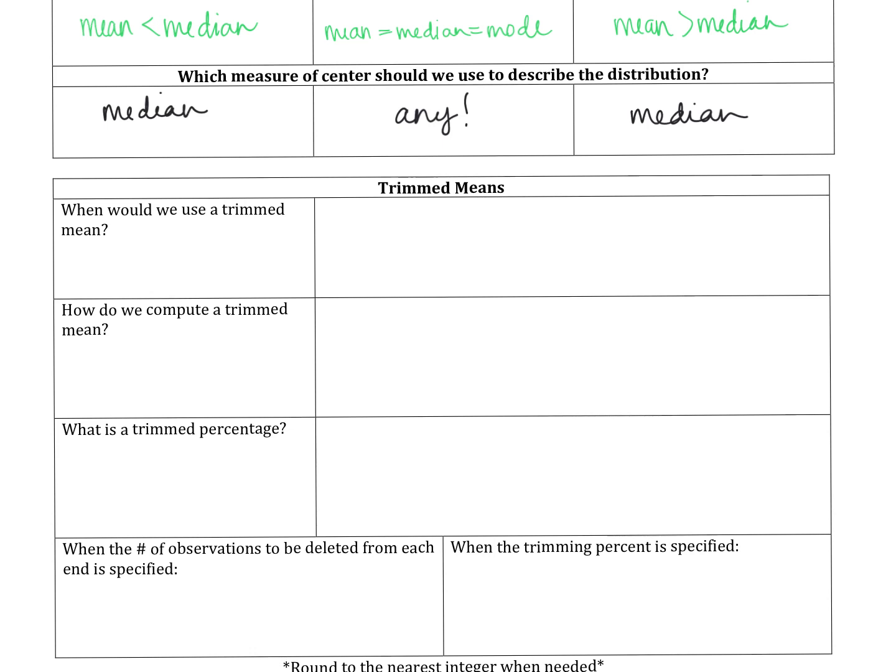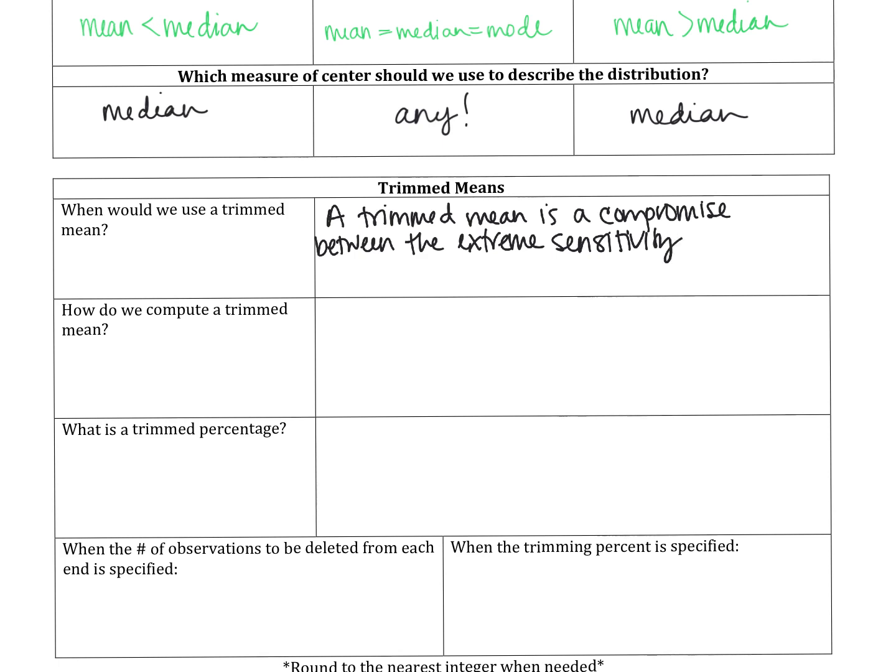Okay, let's talk about taking a trimmed mean. So a trimmed mean, when do we use a trimmed mean? It's basically like a compromise. A trimmed mean is a compromise between the extreme sensitivity of the mean and the insensitivity of the median. So how do you compute a trimmed mean?